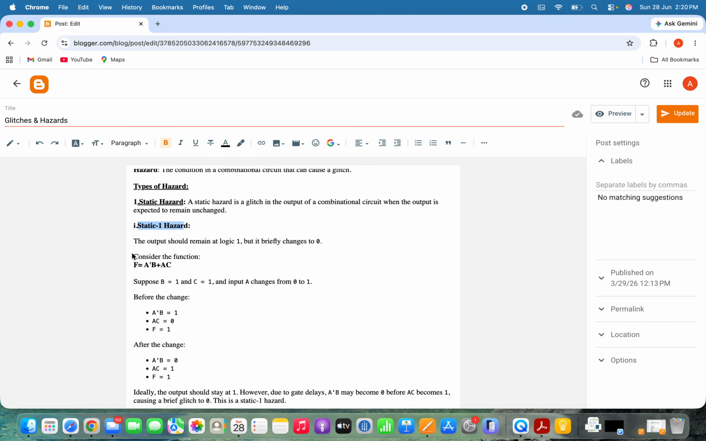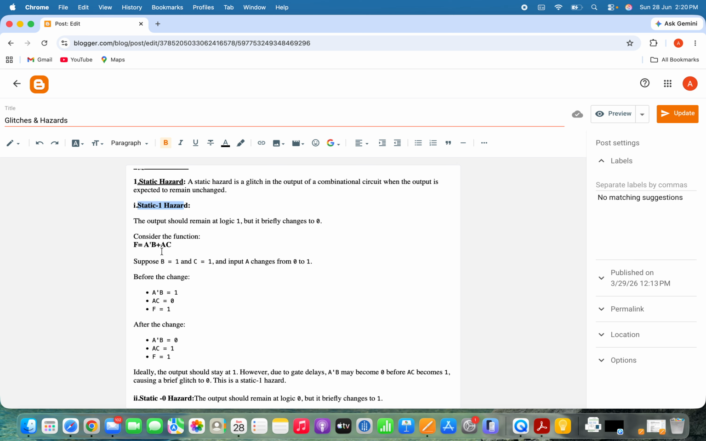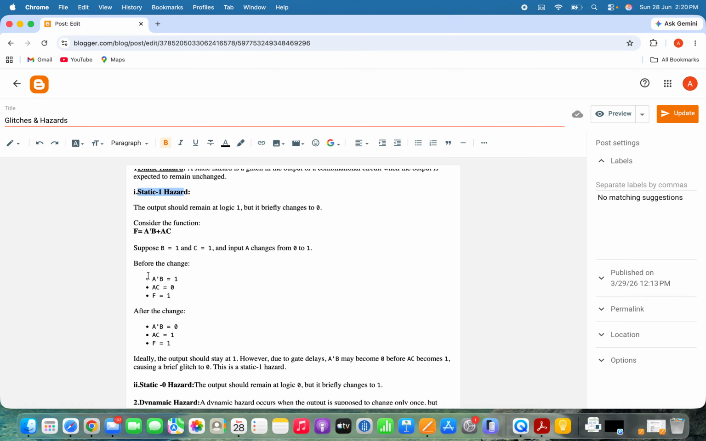As an example, consider the function f equal to a bar b or ac. Suppose b equal to 1, c equal to 1 and input a changes from 0 to 1. Therefore, before the change, meaning a equal to 0, a bar b equal to 1, ac equal to 0, which results in f equal to 1. And after the change, meaning a equal to 1, a bar b equal to 0, ac equal to 1, which results in f equal to 1. Ideally, the output remains 1, but due to propagation delay difference, the output may briefly drop to 0. This is called a static 1 hazard.